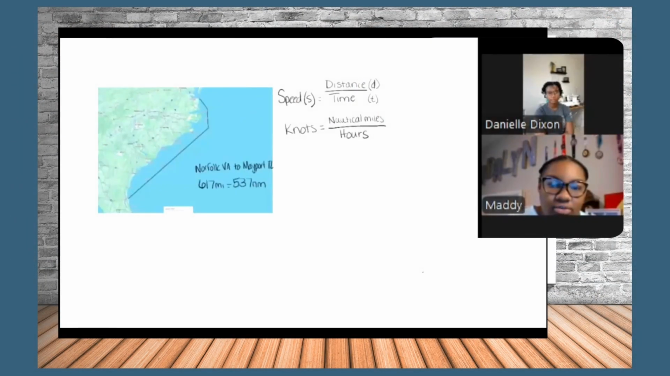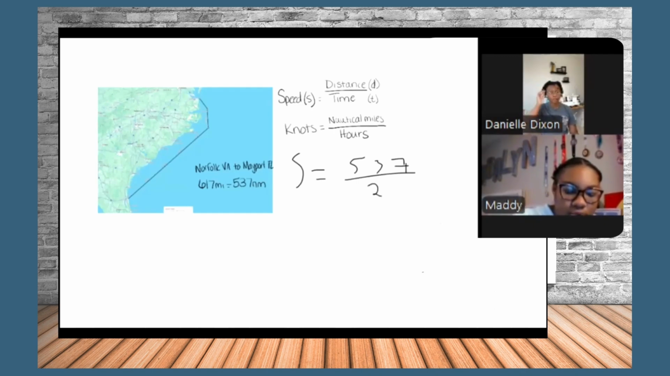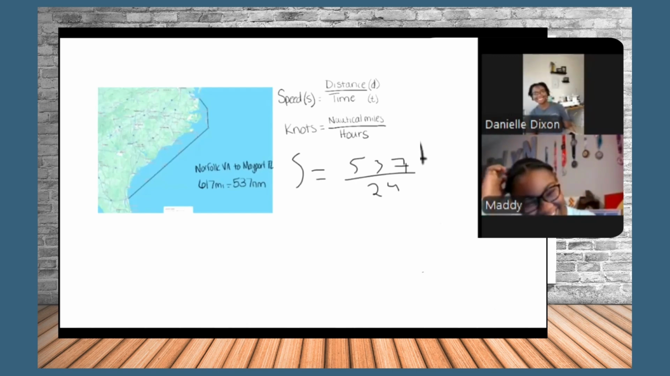So for this equation, we're going to use speed, distance, and time. So that would be speed equals 537 over 24. That's our time, which would equal 22.37. So that's roughly about 22 miles per hour. 22 knots, Maddie. It's the Navy. 22 knots. Exactly. So you calculated that perfectly. That's exactly how we would do it on the bridge.